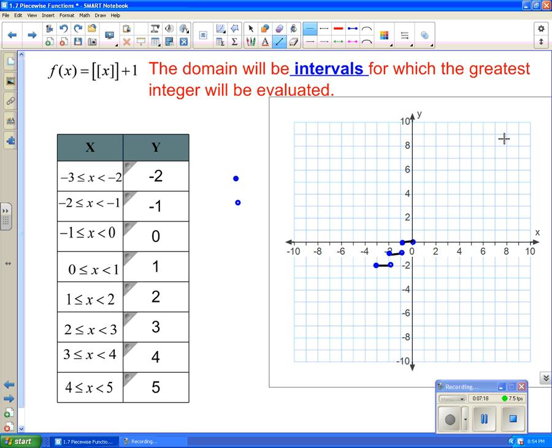And then if I continue the pattern, you're going to find that you have a set of steps going up, a staircase. And so we have our step function. So go back, look over this and study it, and see what kind of questions you have. And I will see you in class.